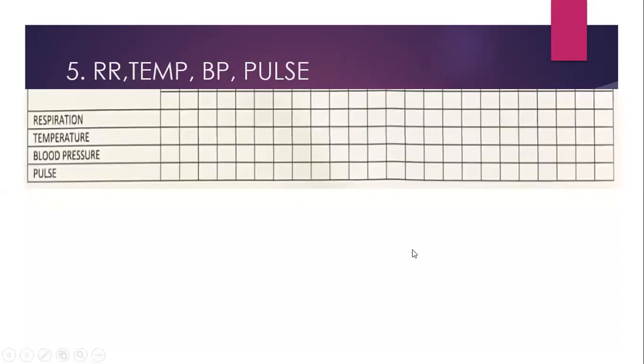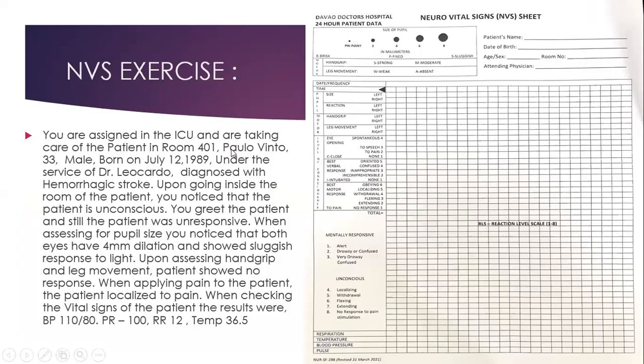All right, now for the last part, we have the RR, temp, BP, and pulse also. You still have to check this, no? So, sulat nyo lang dito, the RR, for example, 12, temperature 36.5, blood pressure is 120/80, ganyan. Then pulse is 100. Sulat nyo lang din yan. Now, this is still part of the vital signs. Alright? So, let's have an exercise, no?